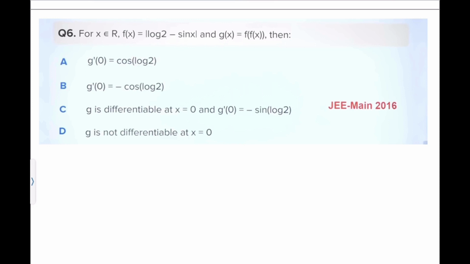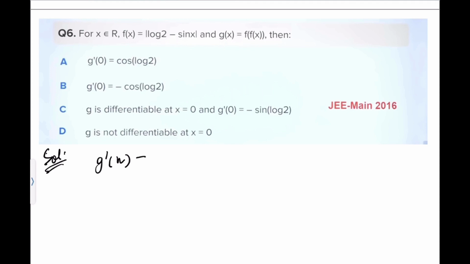Coming to the first question. Here what we are given is f(x) = |log(2 − sin x)| and g(x) = f(f(x)), and then we need to find the correct option. So the solution will be: since we are given g(x), we are going to find g'(x), because from the options we can see we are asked about g dash.